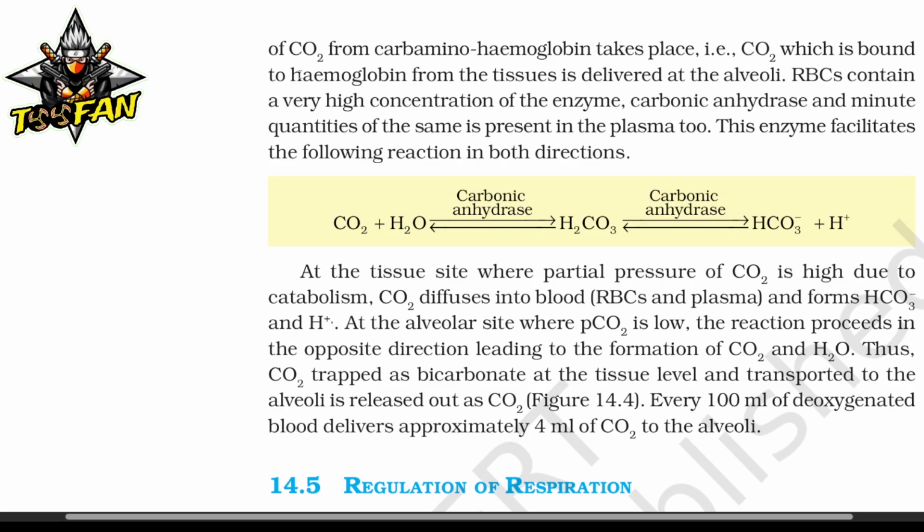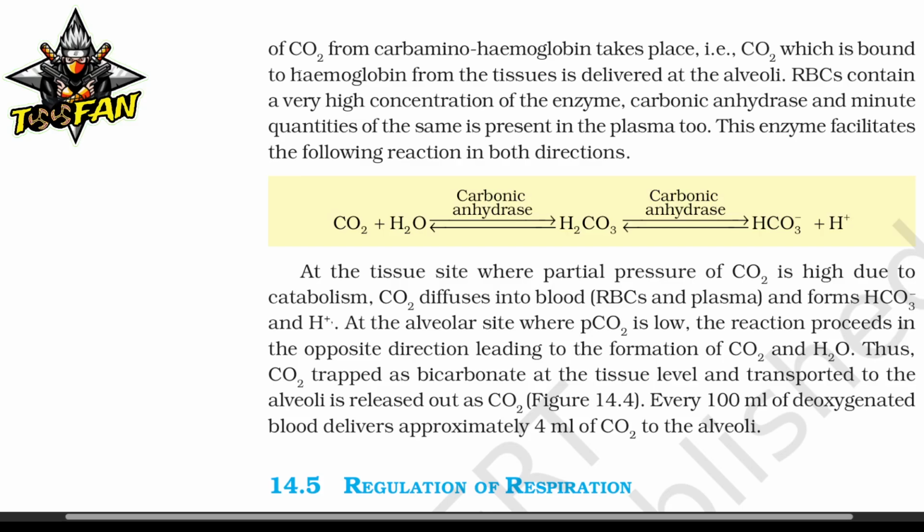At the tissue site, where partial pressure of carbon dioxide is high due to catabolism, carbon dioxide diffuses into blood, RBC and plasma and forms HCO3 and H+. At the alveolar site, where partial pressure of carbon dioxide is low, the reaction proceeds in the opposite direction, leading to the formation of carbon dioxide and H2O.